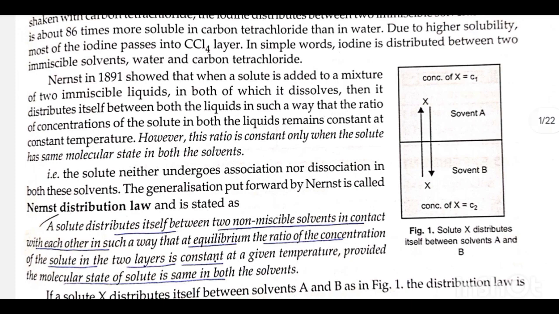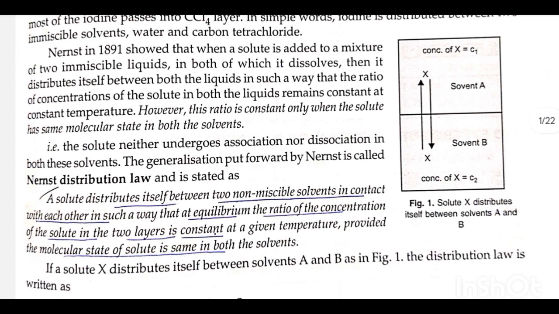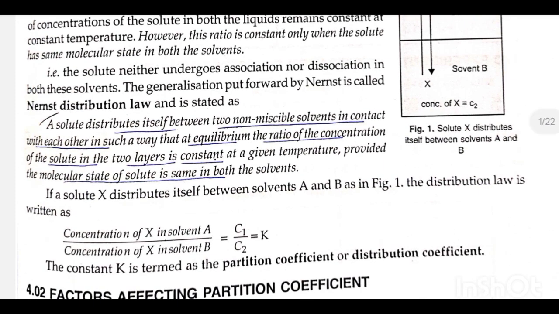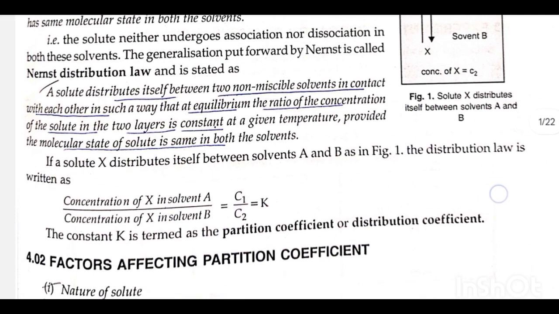Nernst in 1891 showed that when a solute is added to a mixture of two immiscible liquids in both of which it dissolves, then it distributes itself between both the liquids in such a way that the ratio of concentration of solute in both the liquids remains constant at constant temperature. However, this ratio is constant only when the solute has the same molecular state in both the solvents. That is, the solute neither undergoes association nor dissociation in both these solvents.